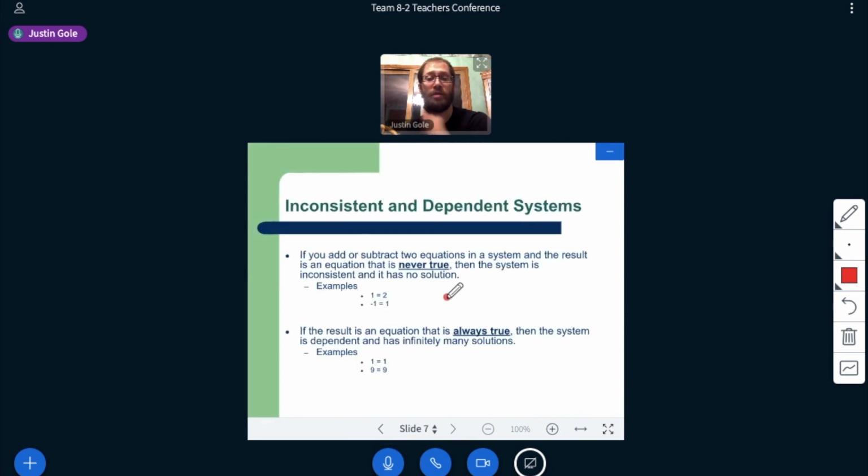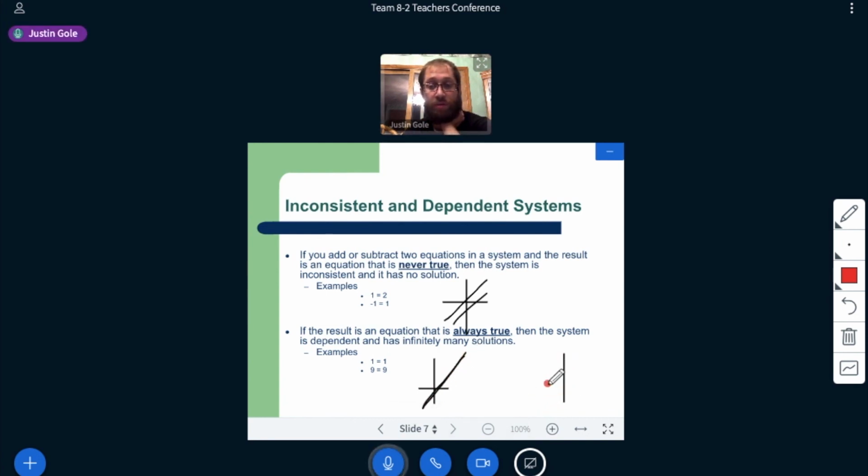Just a couple housekeeping notes. If we get to something that is never true, like 1 equals negative 2 or negative 1 equals 1, there is no solution. How that would look on a graph is parallel lines. If we get something like 1 equals 1 or 9 equals 9, there's infinite solutions. What that looks like on a graph is two identical lines.